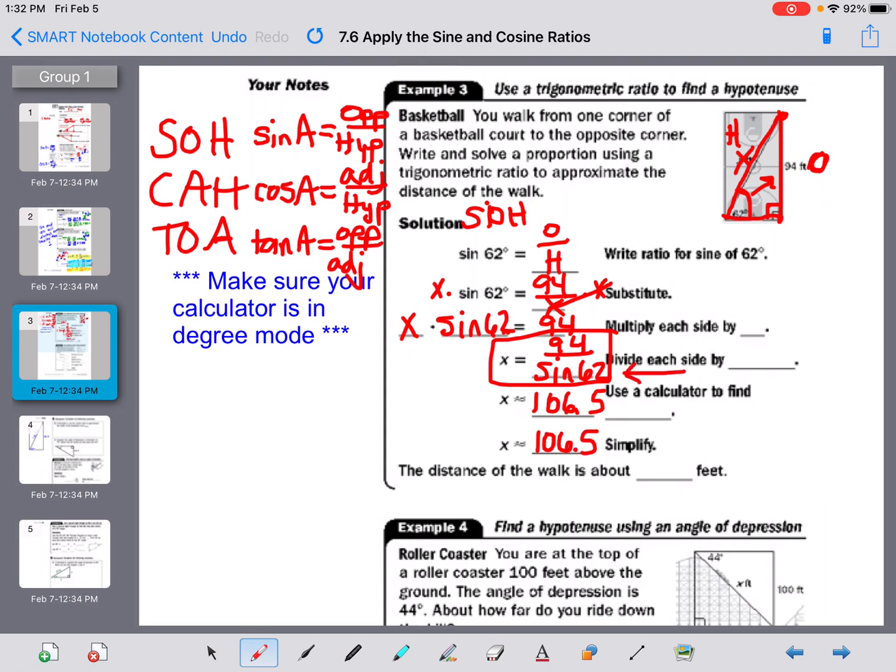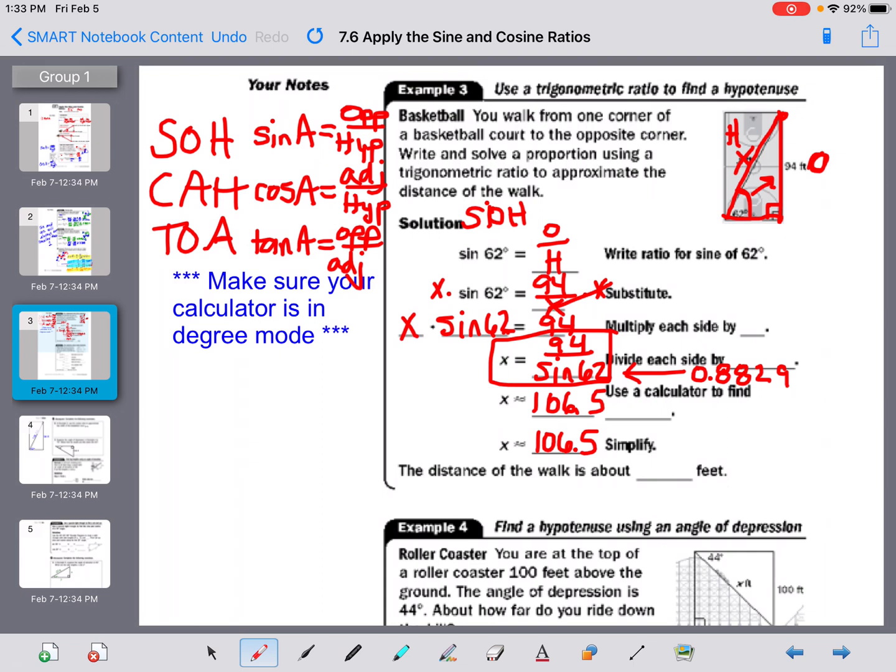All right, quick reminder. If you don't have a calculator like the one in class where you can do this, you need to change sine of 62 into a decimal, okay? So for some of you, you have a calculator where you need to type in 62 and then hit the sine key, and it gives you a decimal. Make sure you write that decimal out to 4 decimal places, okay? So like 0.8829. And then take 94 divided by 0.8829. And you'll also get 106.5, okay?